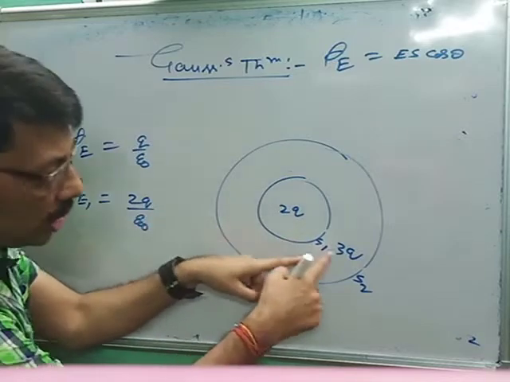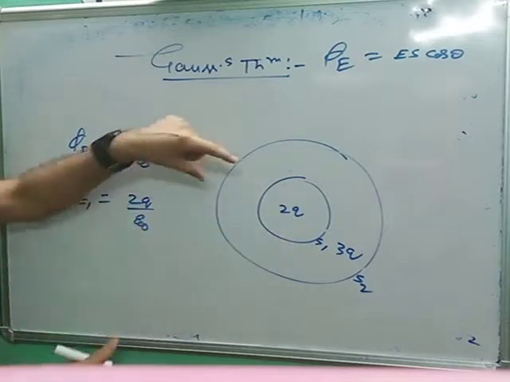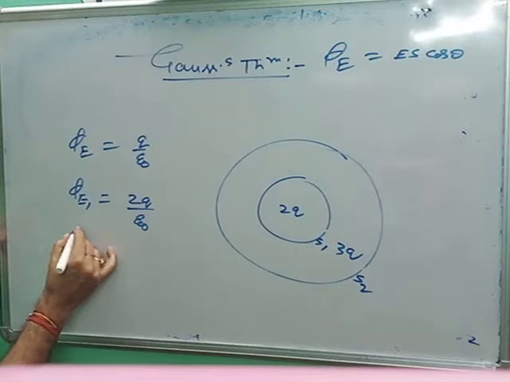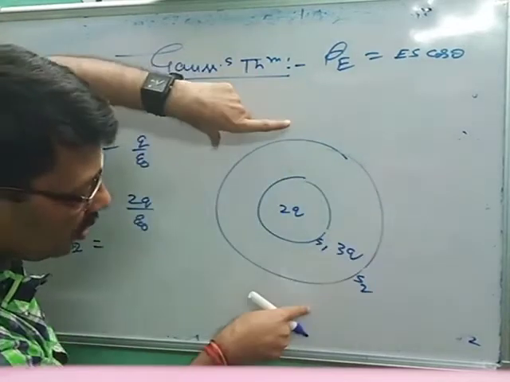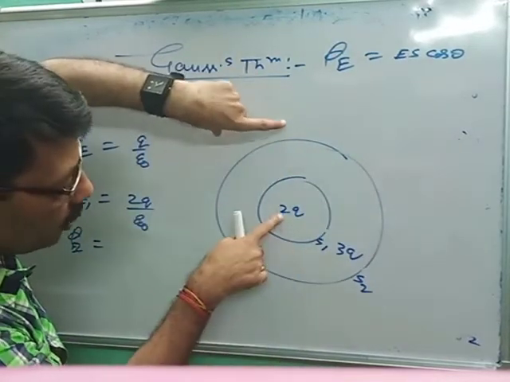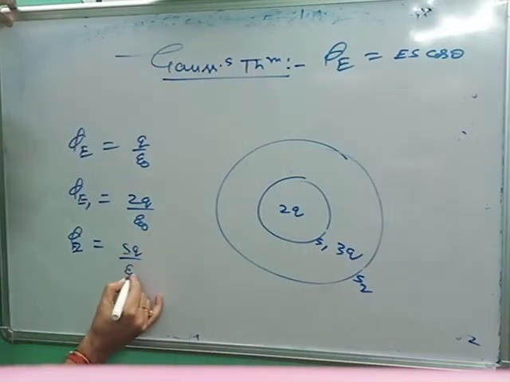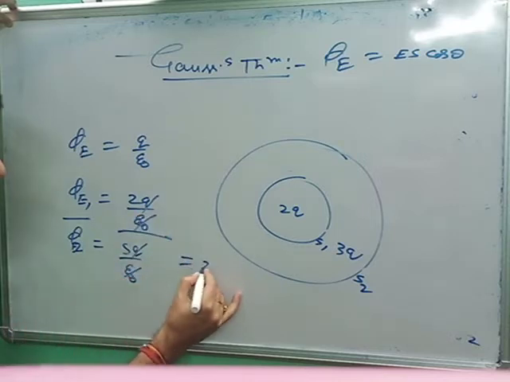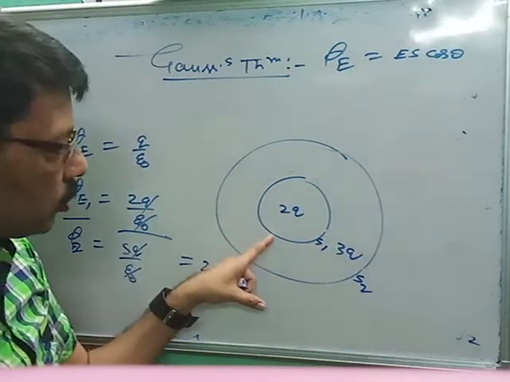3q is outside of S1. We are talking about the first surface, and the first surface contains only 2q charge, so it is 2q upon epsilon naught. For the second surface, phi E2, what is the total charge? The second surface surrounds both 2q and 3q, so it will be 2q plus 3q, that is 5q upon epsilon naught. If we divide them, q upon epsilon naught cancels out, and we get the answer 2 by 5. This is the ratio of total flux through S1 and S2.